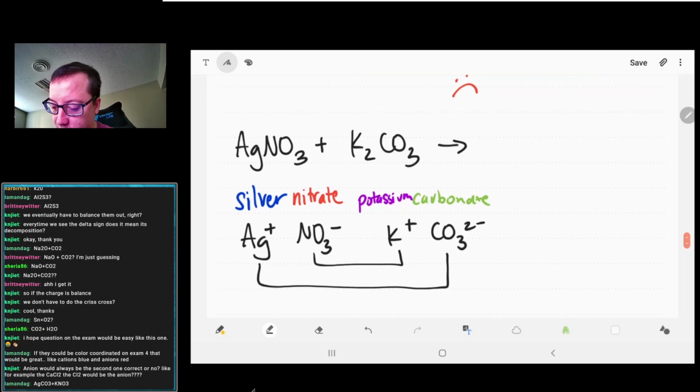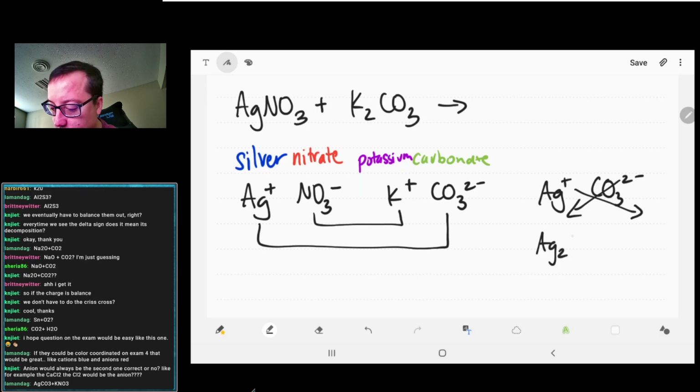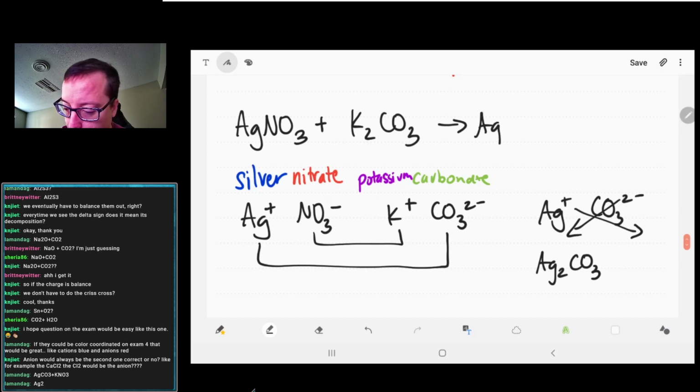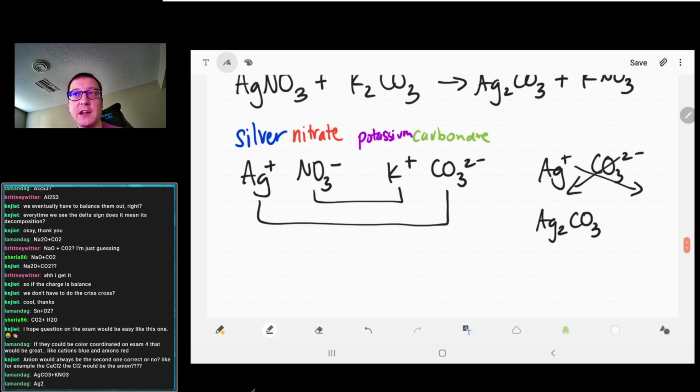So, if we are trying to charge balance, what do we need to do here, right? We're going to get Ag2CO3 is one product, right? Since carbonate is 2 minus, silver is 1 plus, we're going to need 2 silvers to balance that out. Yes, exactly. All right, and then yes, you've got KNO3 already. So notice that potassium and nitrate have the same charge, so we do not need any subscripts there.